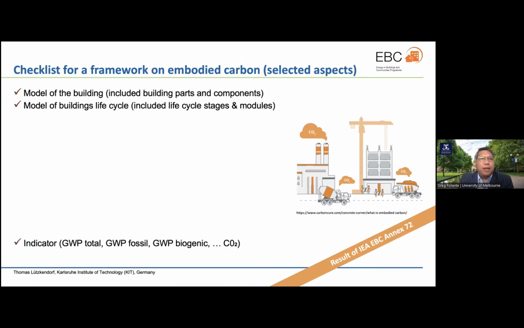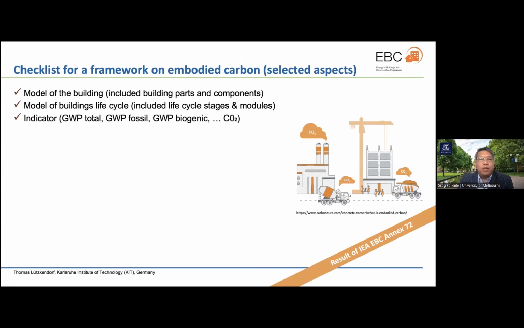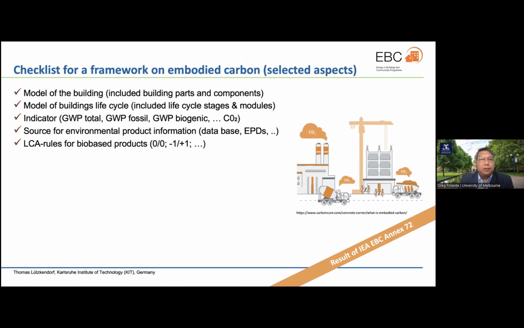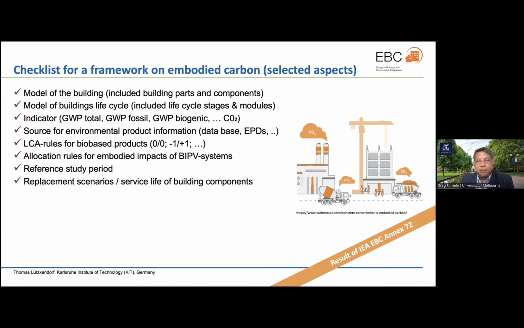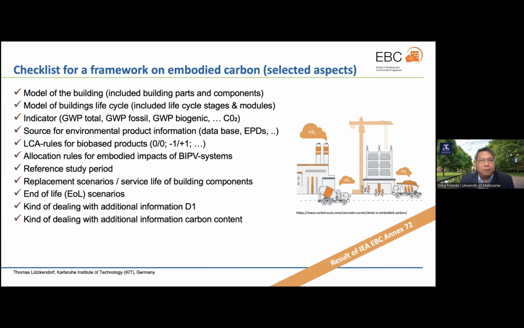So for example, we had a set of checklists for a framework on embodied carbon out of the work of Annex 72, on a model of the building and the life cycle, the indicators to use, and clarification on these matters. The LCA rules for bio-based products and biogenic carbon, allocation rules for embodied impacts of BIPV systems. Reference study period turned out to be very, very critical and accounts for most of the differences of different systems in different countries. The replacement scenario and service life are affected by the reference study period, and end of life, including biogenic carbon, is quite important.